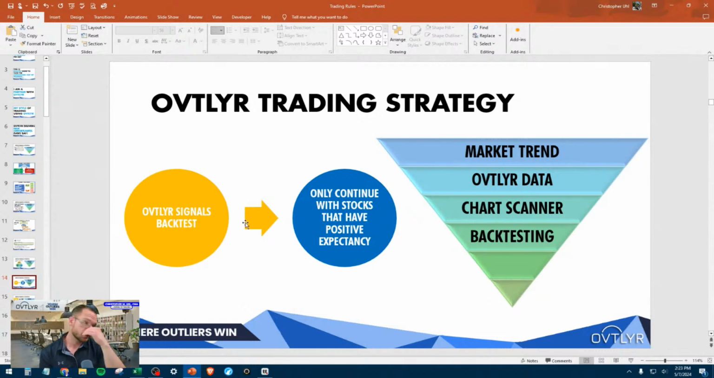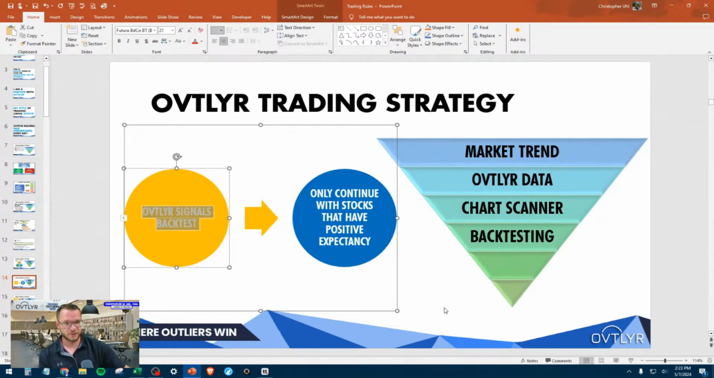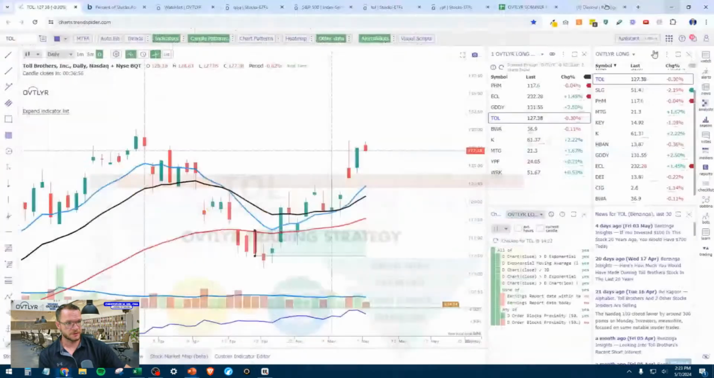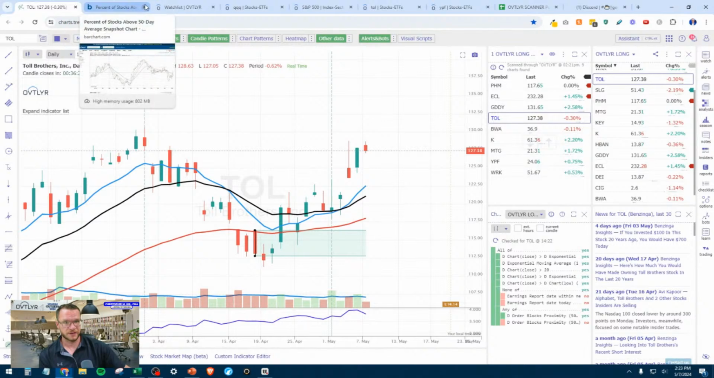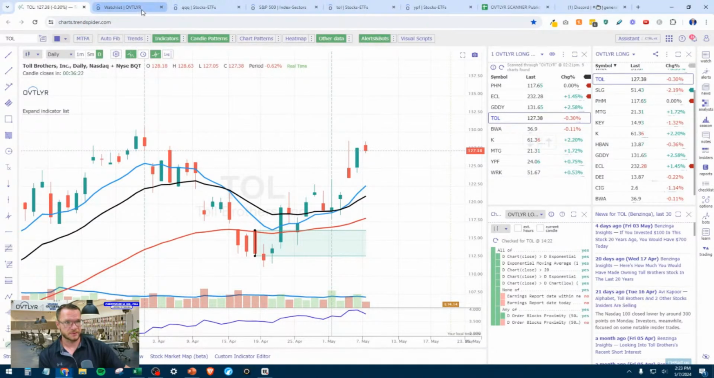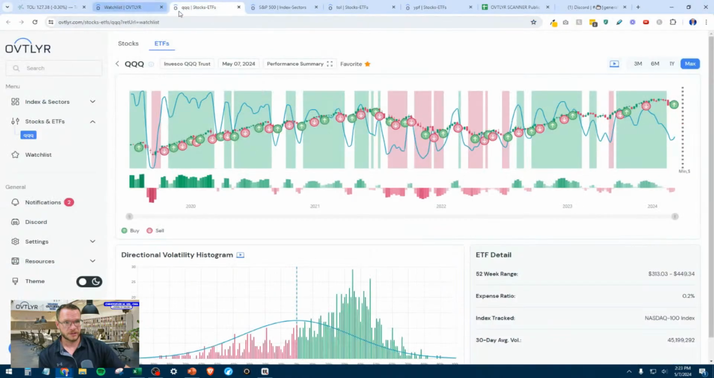So I was doing Trend Spider backtests along with Outlier Signals backtests. What I found was that my Trend Spider backtest was so far different than the Outlier Signals backtest that I didn't feel confident using that data anymore. So I'm just focusing on the Outlier Signals backtest at this point. What I want to do is look at these seven real quick and see if they have positive expectancy. Give me a moment while I type these in.